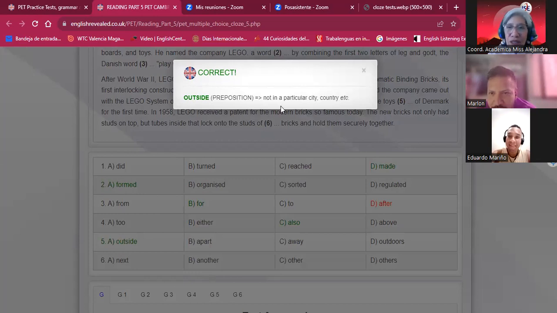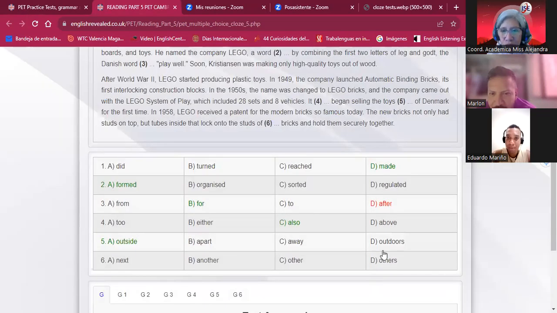Okay, you can also say outdoors. No, no. Outdoors is something that you do out of your house in an open space. Away of Denmark. So they didn't sell them in Europe, but maybe in Africa, away of Denmark. No. Okay, apart of Denmark, apart.